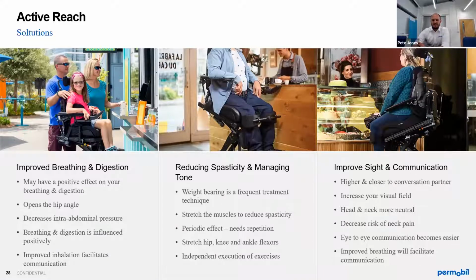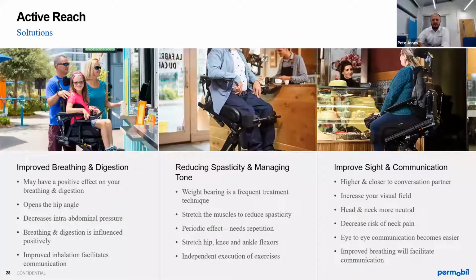Power wheelchair users have a decrease of their visual field based on the ride height of the chair, where they are always sitting, which can lead to communication challenges, especially in busy places. It also leads to hyperextension in the neck whilst trying to make eye contact, and increased tension in the neck muscles and strain on the vocal cords.